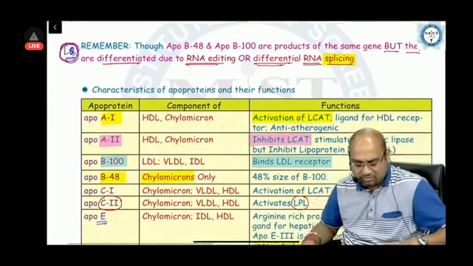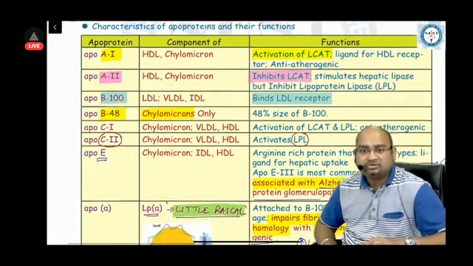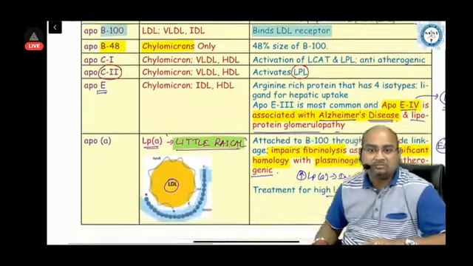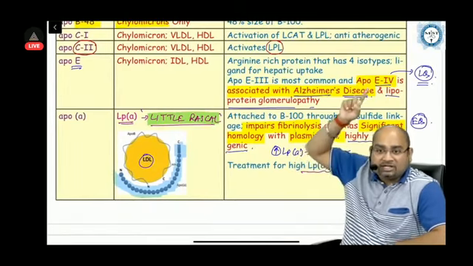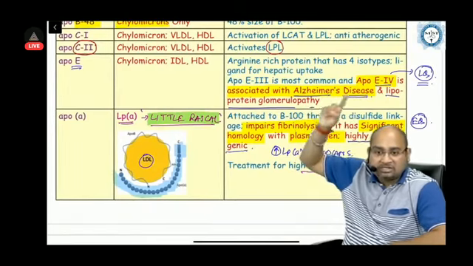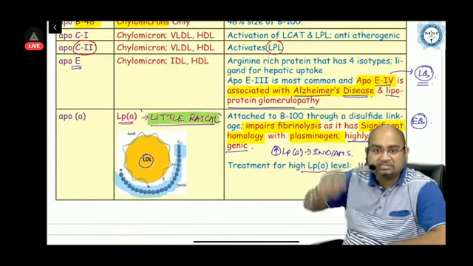Please remember one more time the question that has been asked, beta: ApoA1 activates LCAT, A2 inhibits LCAT, all those things you know. C2 we have seen is the activator of LPL. Please remember a new generation question: ApoE4 is associated with Alzheimer's disease.